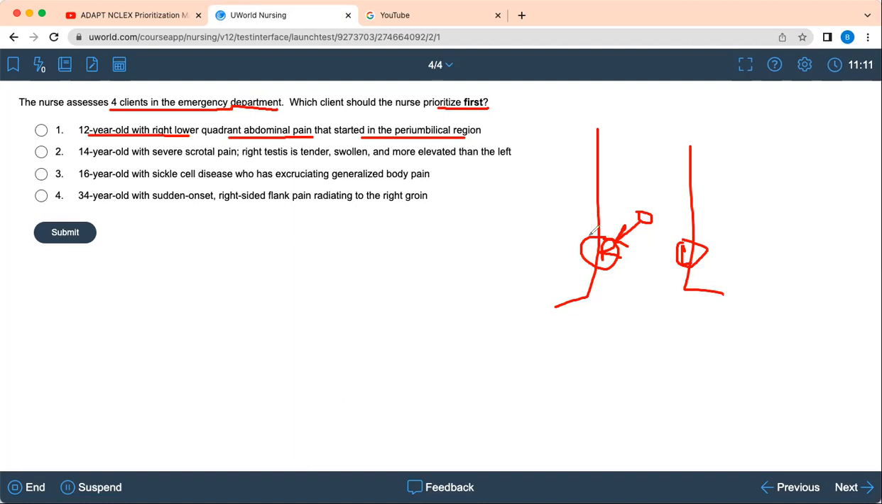It's an infectious process, but we don't have any evidence of the patient being septic or in shock. Therefore, right lower quadrant pain for appendicitis is expected.